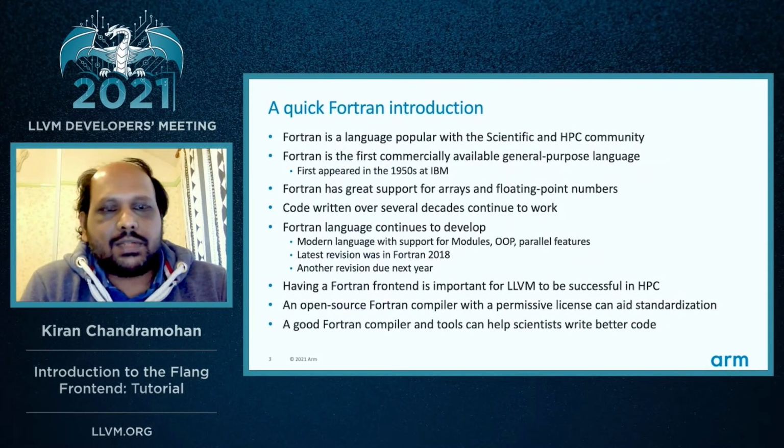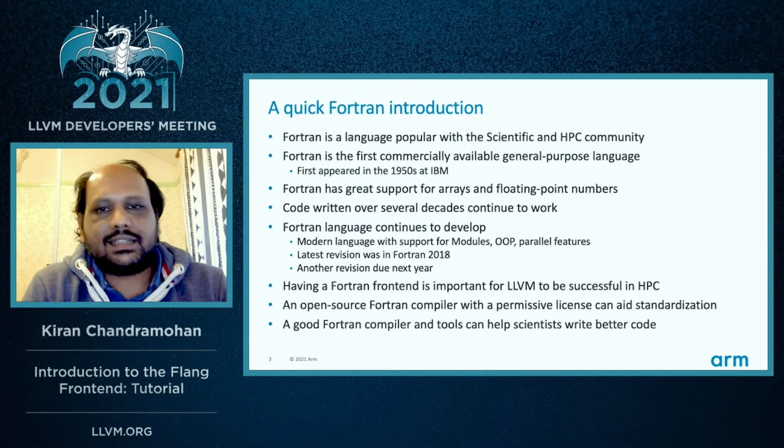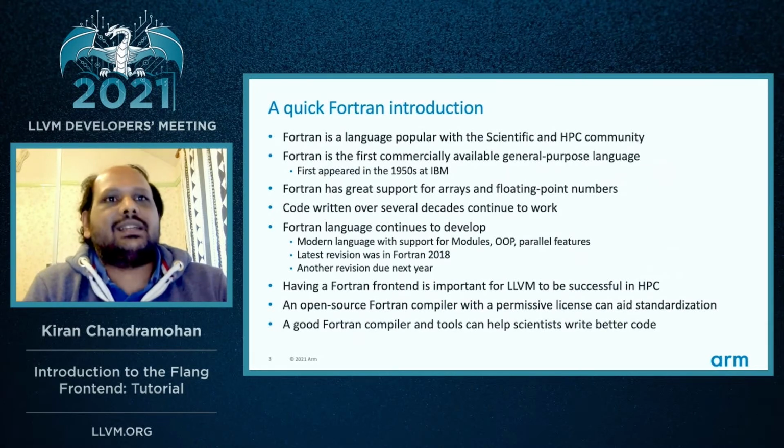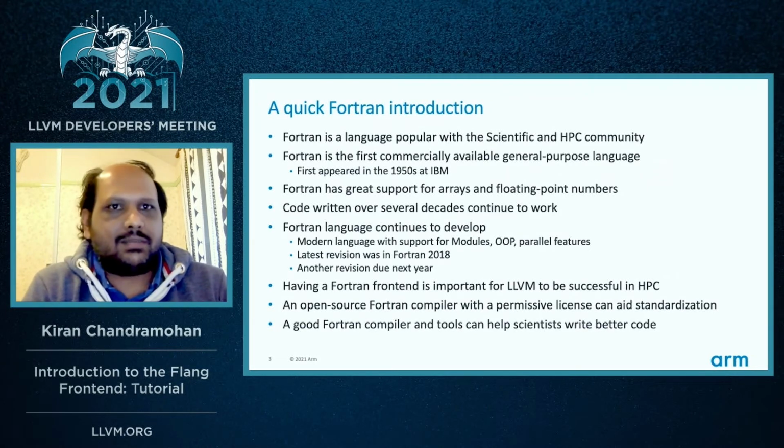Before we go into the details of the compiler, I have a quick Fortran introduction in case people are not so familiar with Fortran. Fortran is a language that is popular with the scientific and HPC community. It is the first commercially available general-purpose language. It first appeared in the 1950s at IBM. Fortran has great support for arrays and floating point numbers. And there is a lot of code that has been written over several decades, and this code continues to work.